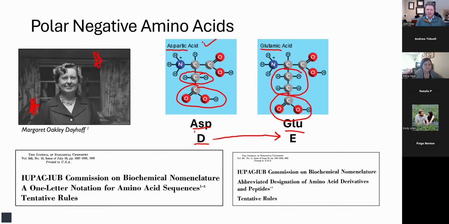At any rate, my point is that Margaret Oakley Dayhoff was a computational biologist, a computational biochemist in the 1950s. And one of the things that she did was she studied protein dynamics. So, basically how a protein moves and the energy associated with protein movement.